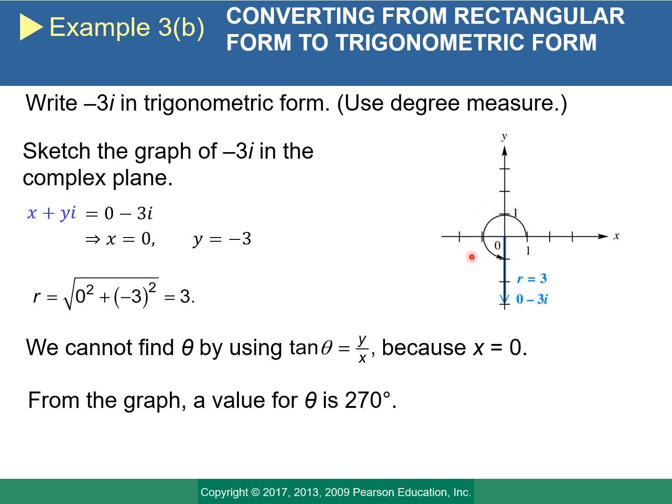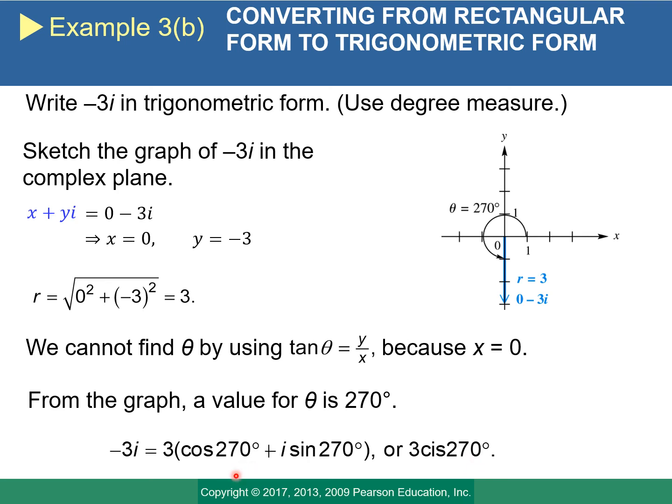So 270 degrees is theta. You now have r, you now have theta, and you just fill that into your trig or polar form, and you get your final answer. So negative 3i is the same thing in polar or trig form as r, which was 3, times cosine of your angle plus i sine of your angle. So cosine 270 plus i sine 270. Or you can condense it, 3 cis 270.